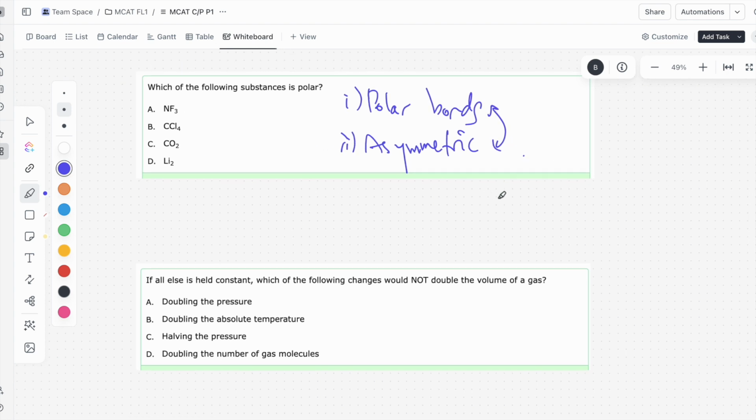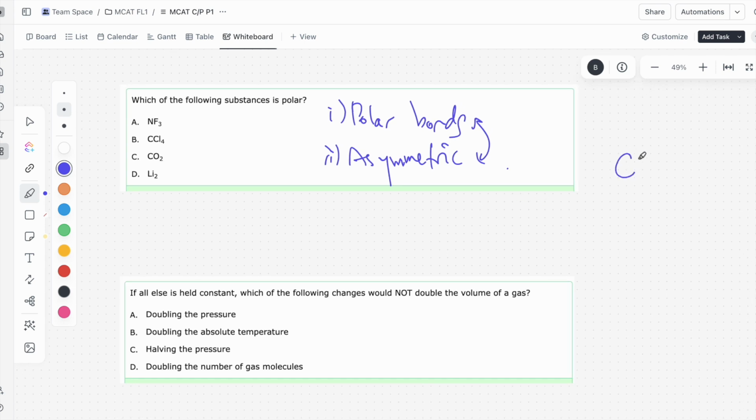So let's look at the first molecule, NF3. Actually, let's go over B, C, and D first. So CCl4. It's always nice to draw these pictures. This is exactly what this molecule would look like. Now, first, polar bonds. Is the CCl bond polar? Yes. The Cl is more electronegative. So remember, polarity depends on electronegativity differences between the two atoms. The chlorine is definitely more electronegative than carbon, and so we have polarity going out towards the chlorines. Number two, is this molecule asymmetric? Unfortunately, no, it's not. This molecule is symmetric.